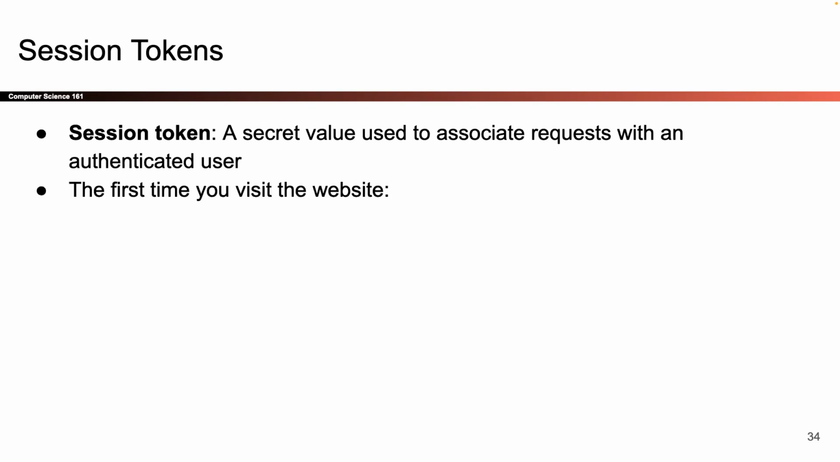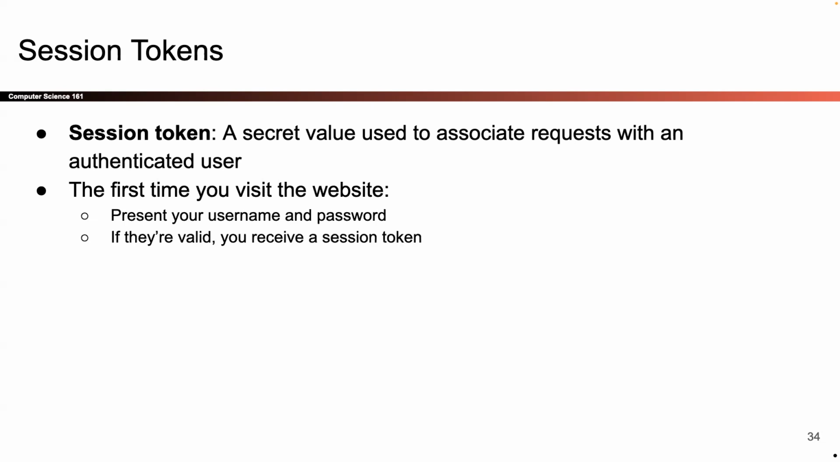So how do you get one of these wristbands? Well, I have to wait in line, show my ticket and ID, and get a brand new wristband. In that same vein, the first time I log into the website, I present my ticket, my username, my ID, my password. They check if I am who I say I am. And if they're satisfied, then they provide me with a wristband. So how does the server provide me with a wristband? They send me the brand new session token that I've just created. Now I have a wristband on me.